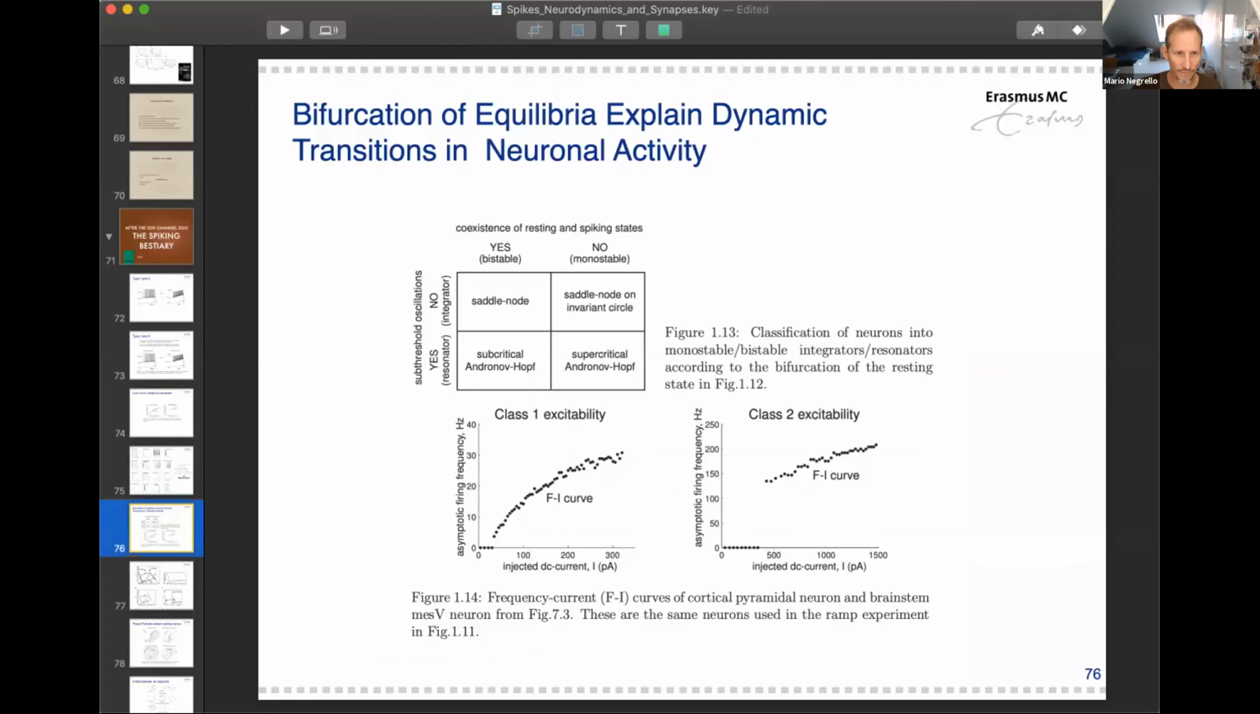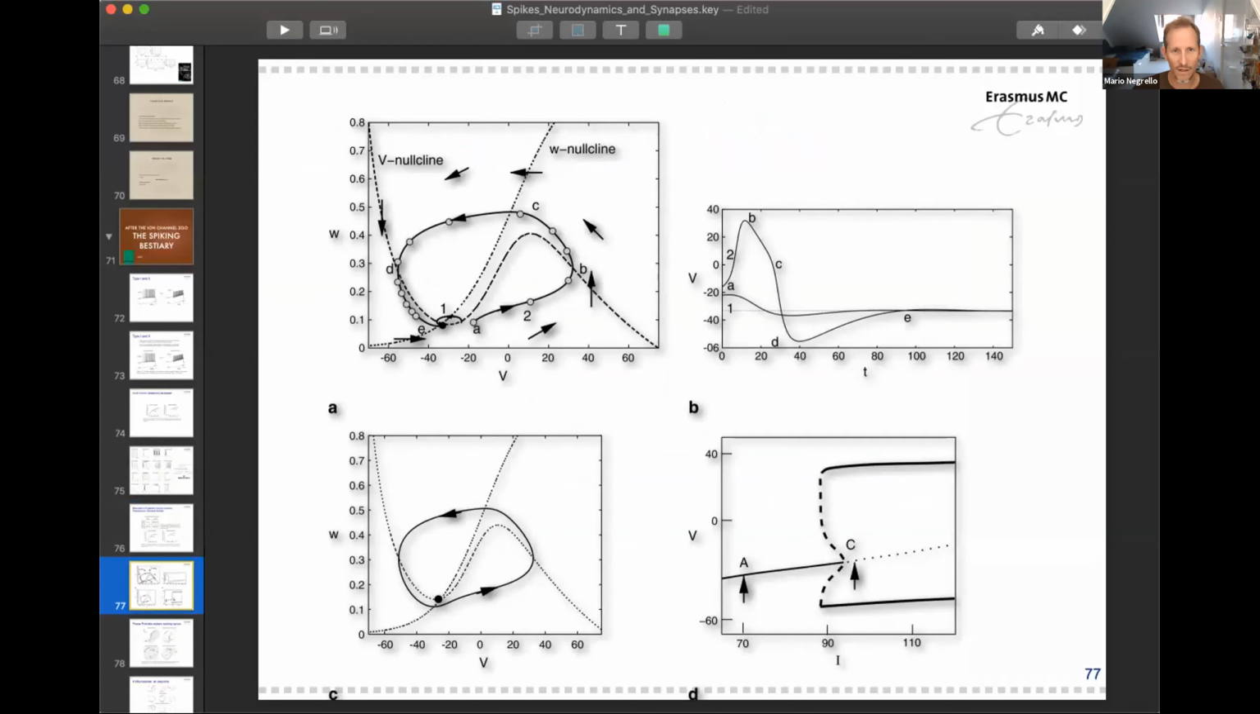So ultimately, now I want to, so this is a slightly different model. The W nullcline here is no longer a line, but I wanted to use it to explain the spiking generation procedure without changing the neuron, okay? So without actually doing anything with the main parameters of the neuron, you produce the spike.